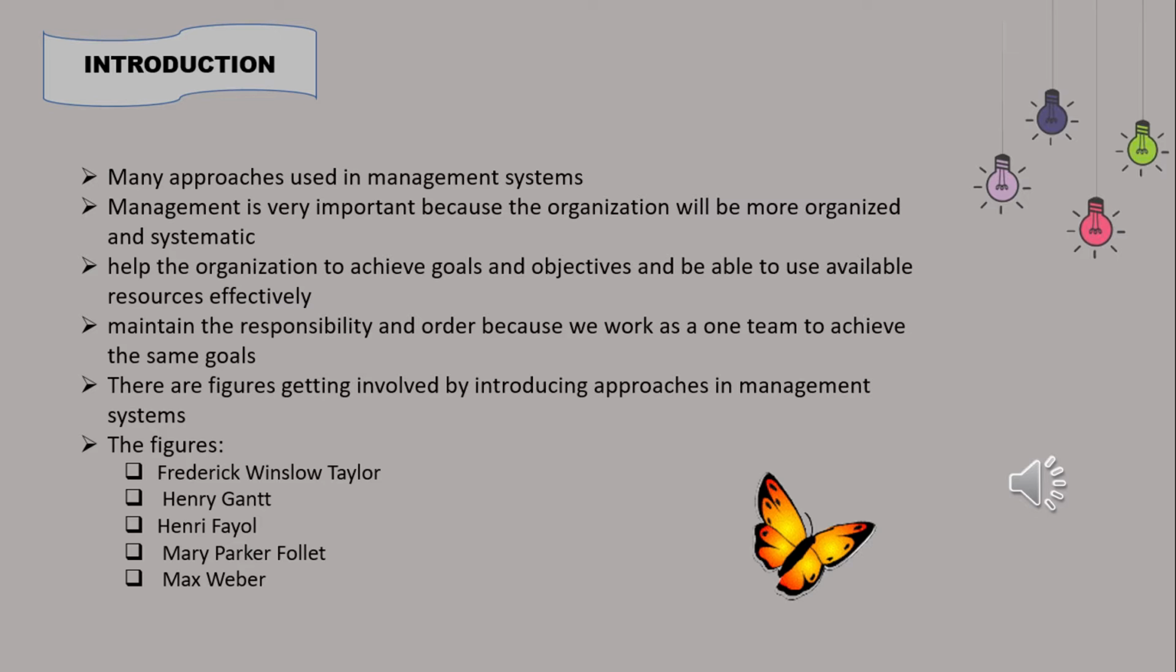When the management system is organized, it can help the organization to achieve goals and objectives and be able to use available resources effectively. It also can maintain the responsibility and order because we work as one team to achieve the same goal. Everyone in the organization must play their respective roles so as not to affect the performance of the organization. However, we will see some figures getting involved by introducing approaches in management systems.